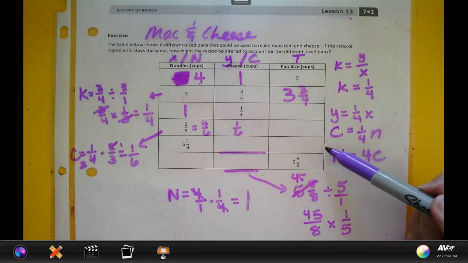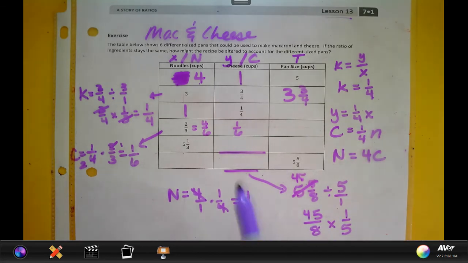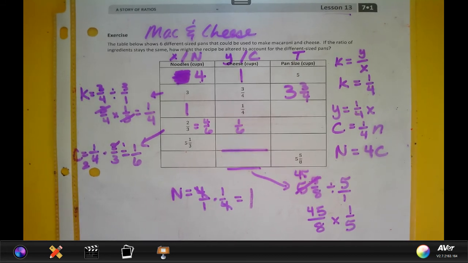You can add to find the rest of the totals. You can subtract or use your n equals to fill in this box and finish this table for today's assignment.